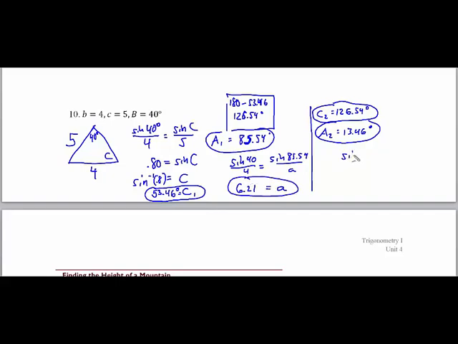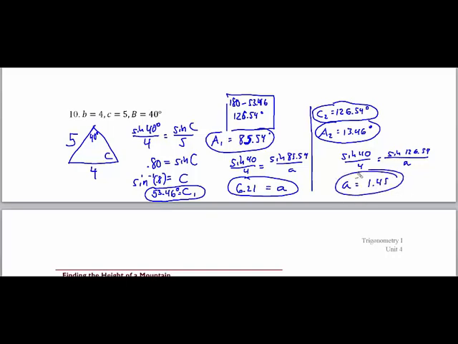Over here, I have sine of 40 divided by 4 is equal to the sine of 126.54 degrees divided by A. Now, to find my A, 4 times sine of 126.54 divided by sine of 40, my A is equal to, in this case, 1.45.